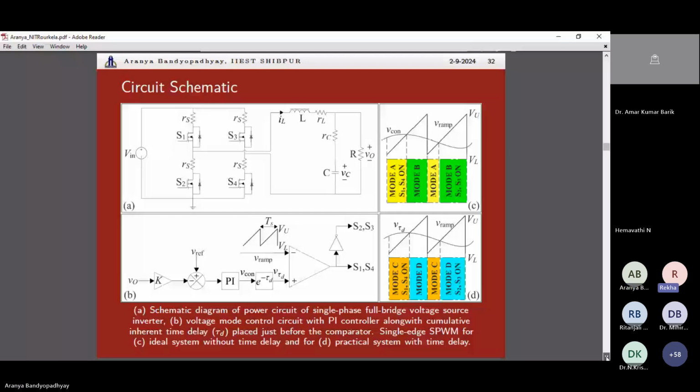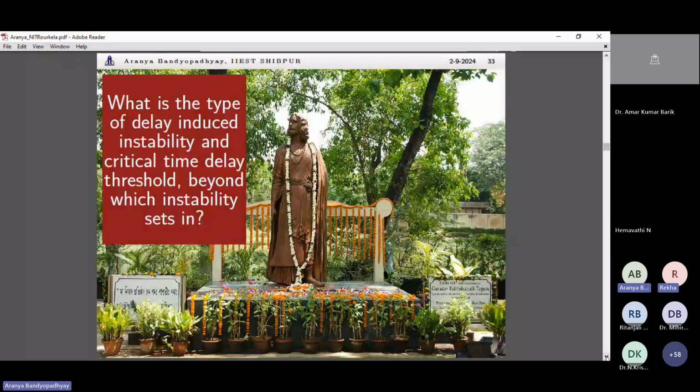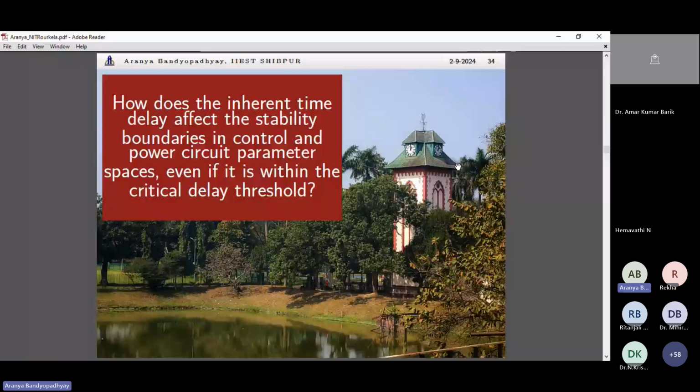So at this stage, let us ask a question. What is the type of delay-induced instability and the critical time delay threshold beyond which instability sets in? That is the first question. And how does the inherent time delay affect the stability boundary in control and power circuit parameter spaces, even if it is within the critical delay threshold?